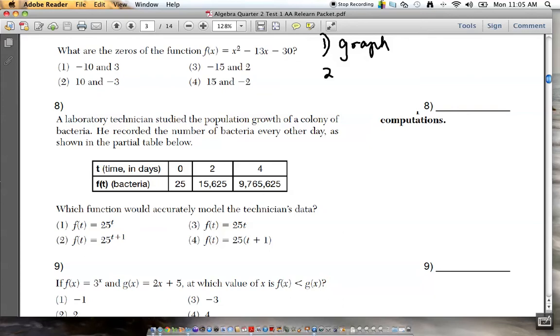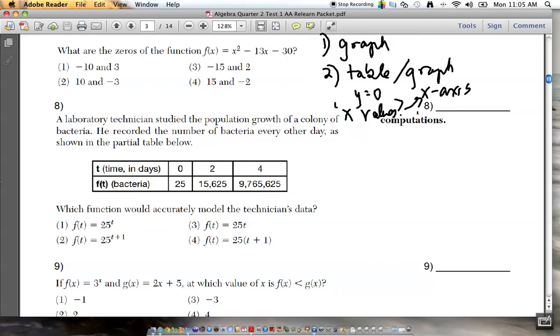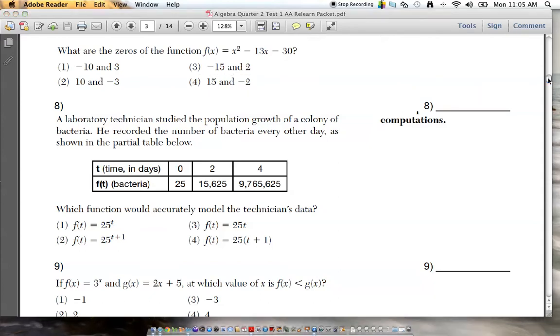And once you graph it, you can then look at the table or the graph itself. You want to find what are the x values when the y value is 0, or on the graph, where it crosses the x-axis. So what are the x values here, both when y equals 0 and when it crosses the x-axis? If you do that, you will find that it's choice 4, 15 and -2. If you weren't able to do that, do it on your calculator now and you'll see that.